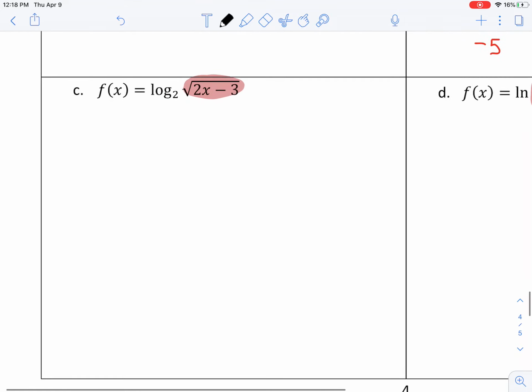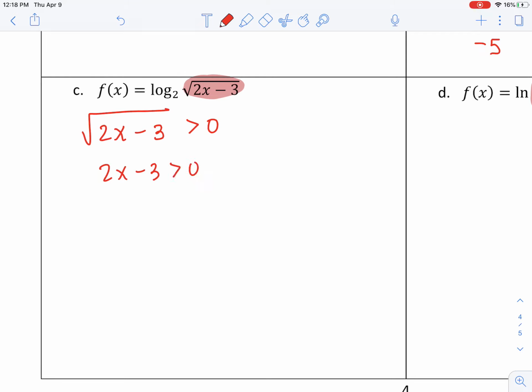Let's go back and try a couple others, okay? Well, you know the rule. You set the argument, square root of 2x minus 3, greater than 0. Let's solve this, okay? I can square both sides. Then I'll get 2x minus 3 is greater than 0. Add 3 to both sides and divide by 2.